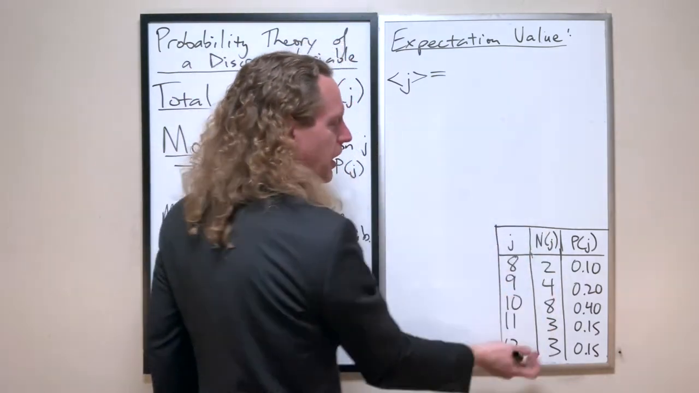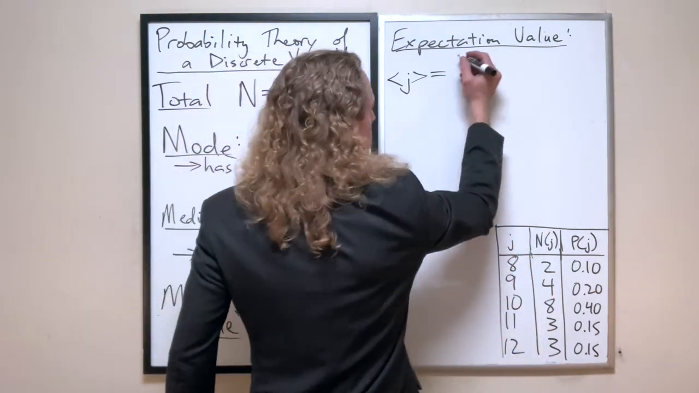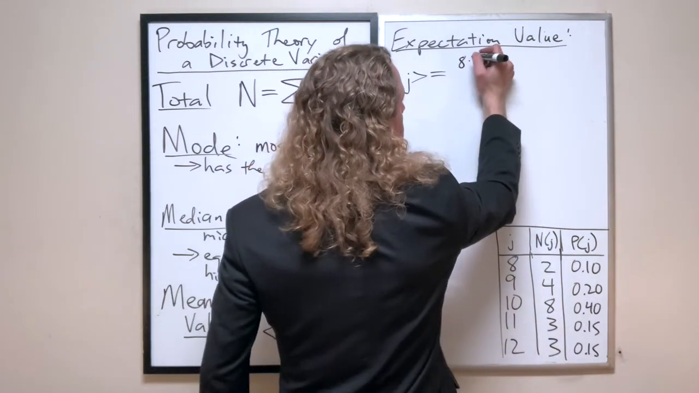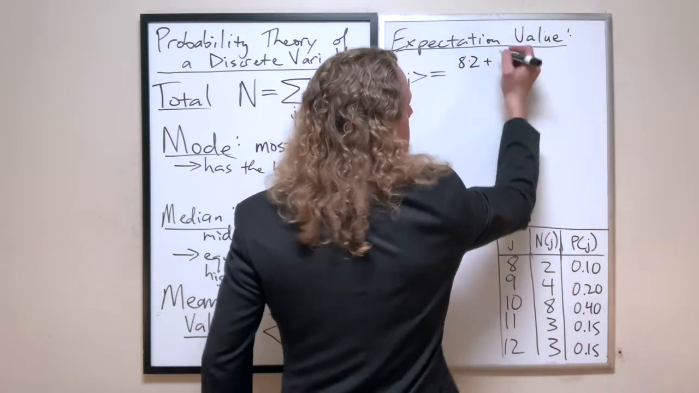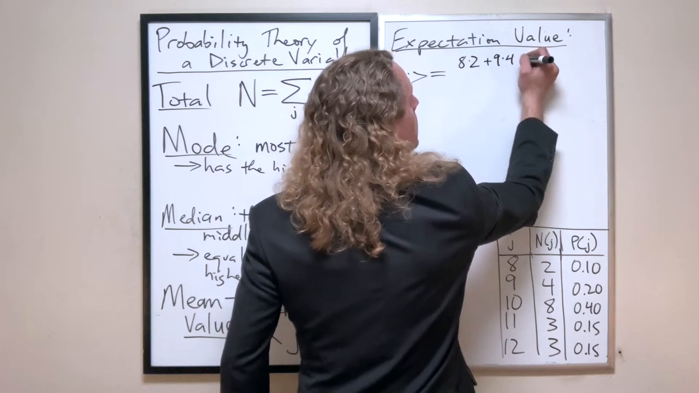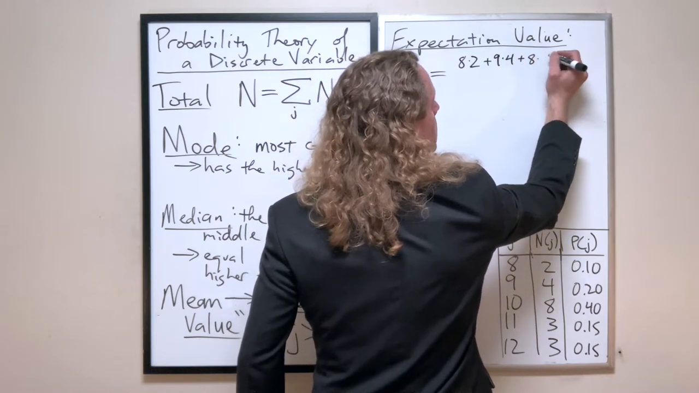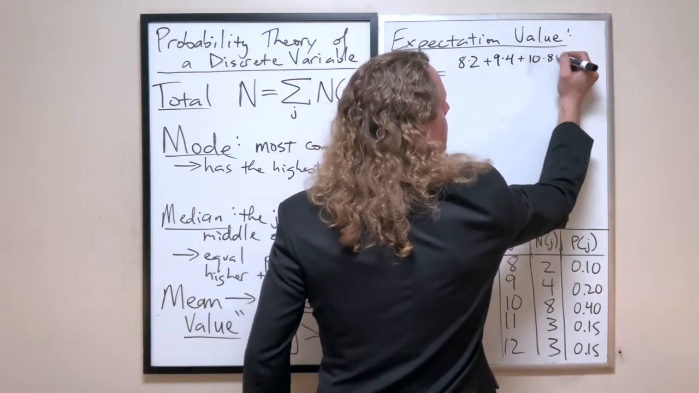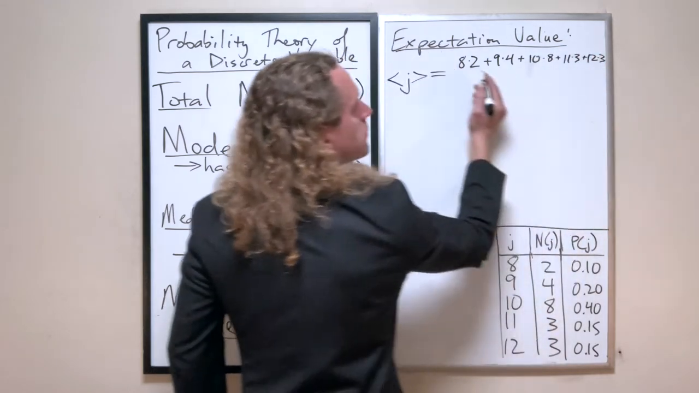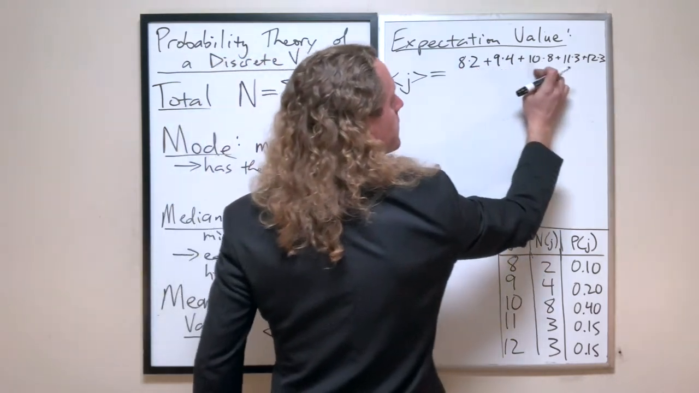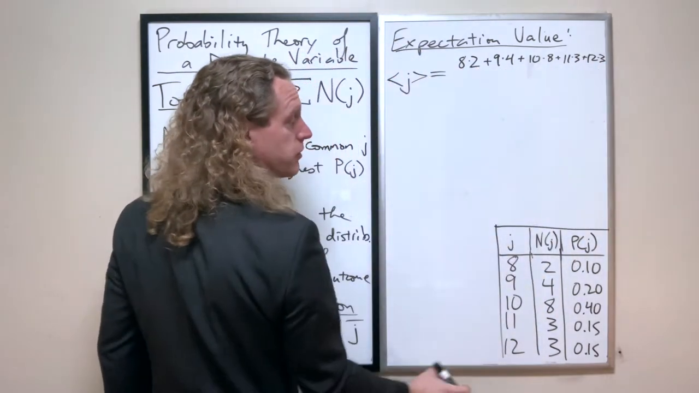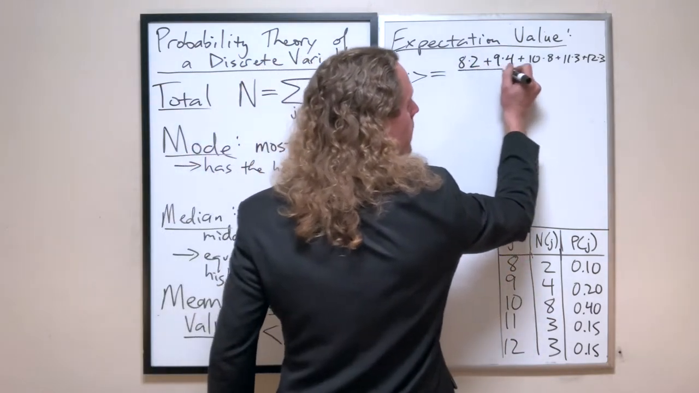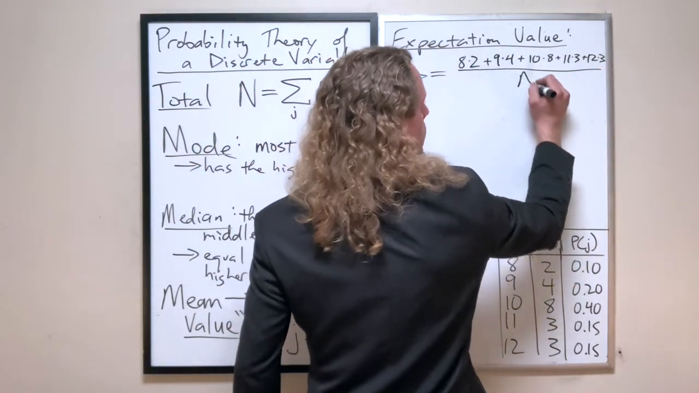So I'll write this out a little bit more succinctly here as 8 times 2 plus 9 times 4 plus, and you get the point. So this is the net total of all of the students' ages, so the net total of all of our samples divided by the total number N.